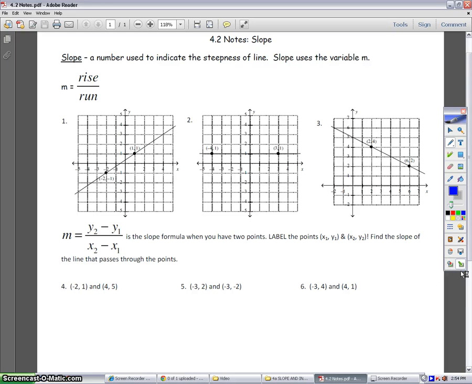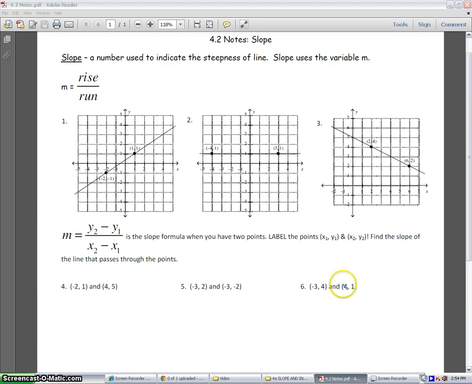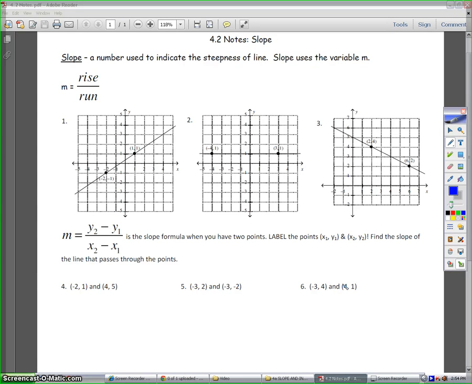Okay, today we're going over how to find slope. Slope is a number used to indicate the steepness of a line. Slope uses the variable m, so m equals rise over run. Since we're looking at graphs first, we're going to use rise over run.